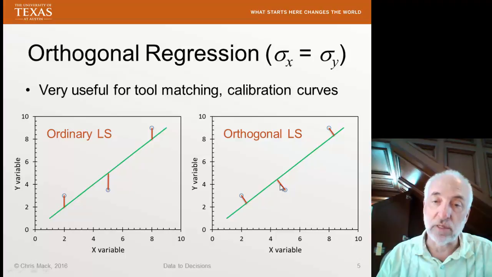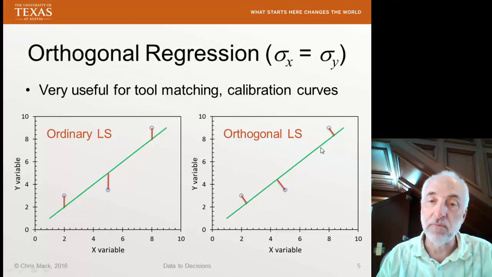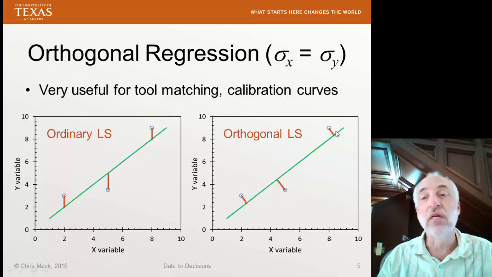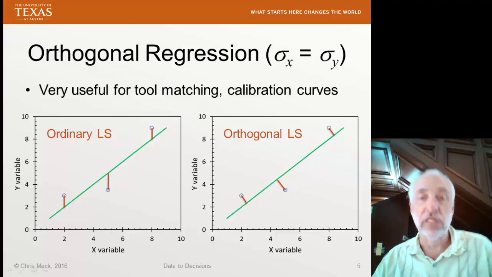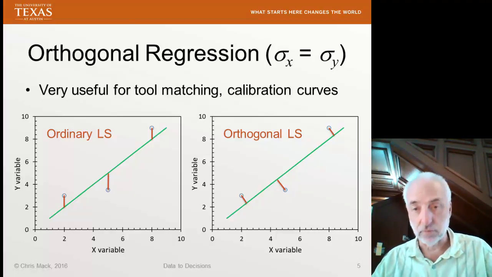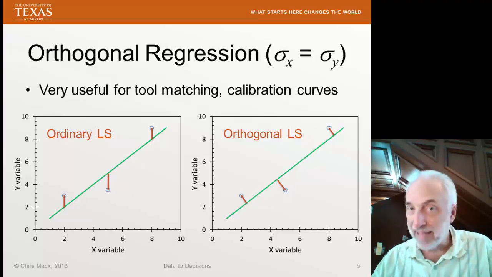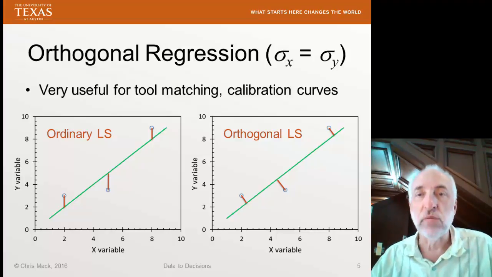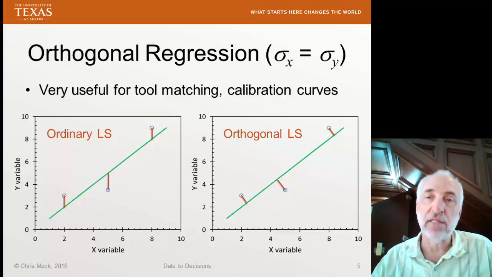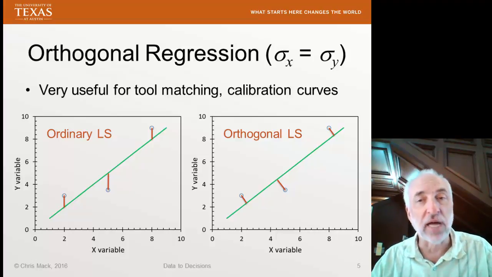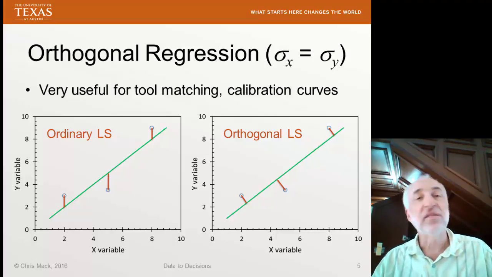What orthogonal least squares does is it takes a normal to the best fit line and says what is the position of this best fit line, which minimizes the sum of the squares of the normal distances to that line. It only works if we can assume that the variance Sx and Sy are both constant and they're both equal to each other. When does that happen?